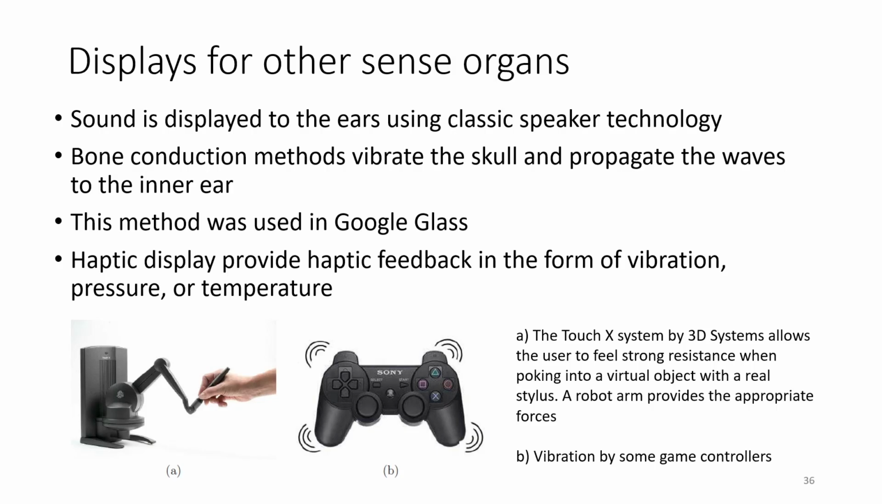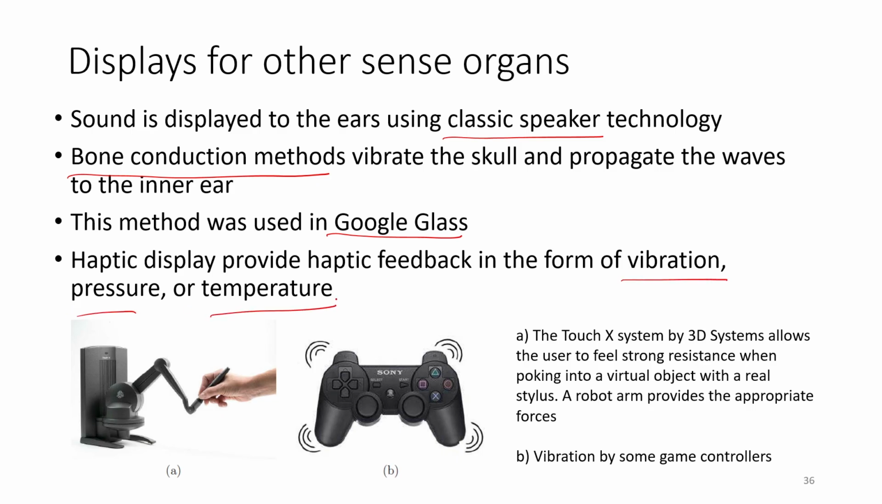There are displays for other sense organs that are available. Sound is displayed to the ears using classic speaker technology. There are also bone conduction methods which vibrate the skull and propagate the waves to the inner ear. This method was used in Google Glass. You also have haptic displays which provide haptic feedback in the form of vibration, pressure or temperature.